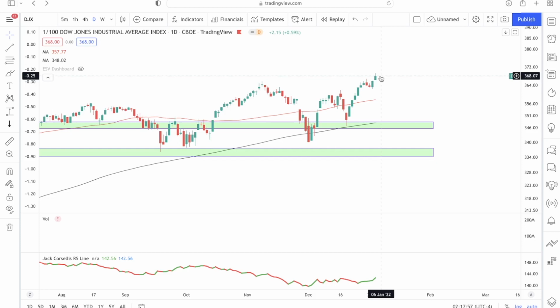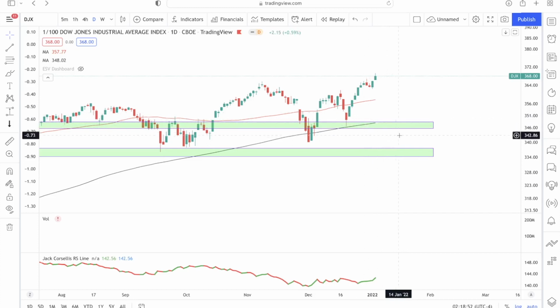So now that the Dow Jones is at its all-time high, there is no clear overhead resistance. As for the downside, if prices of the Dow Jones decline, then the first level of support that I'll be taking a look at is this price level of around $363. The second level of support is the 50-day moving average, and the third level of support is this price level over here, which corresponds with the 200-day moving average and the green box over here.